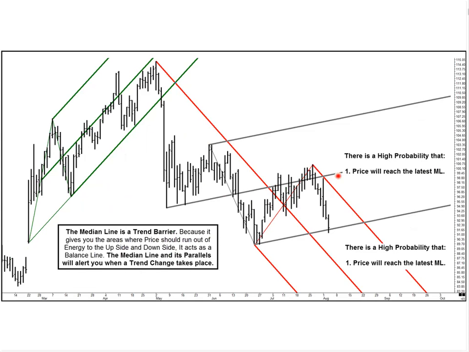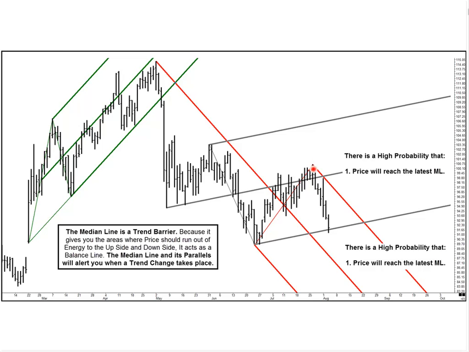Look at it dance along the median line. Now it swings lower, and if it comes off of this median line, it should then reach the lower parallel. Again, 80% probability. So price comes, we draw on a new median line because there's a possibility that we've run out of energy. A, B, C.